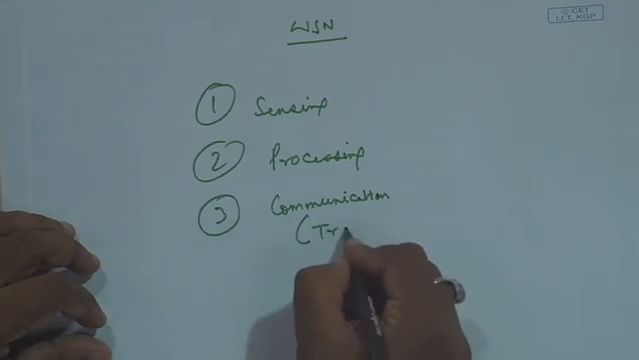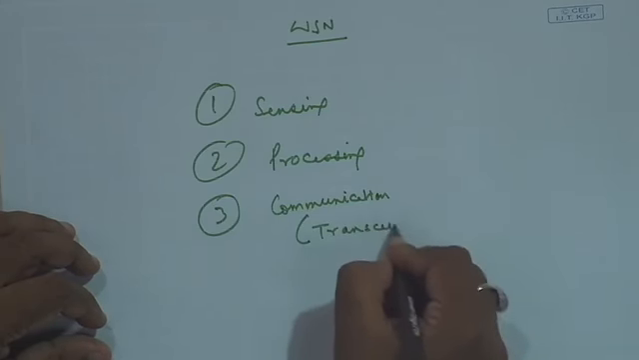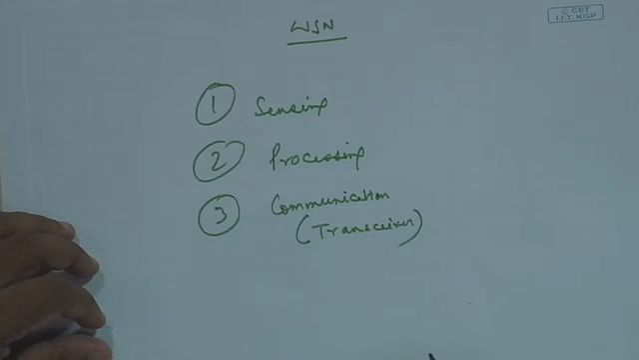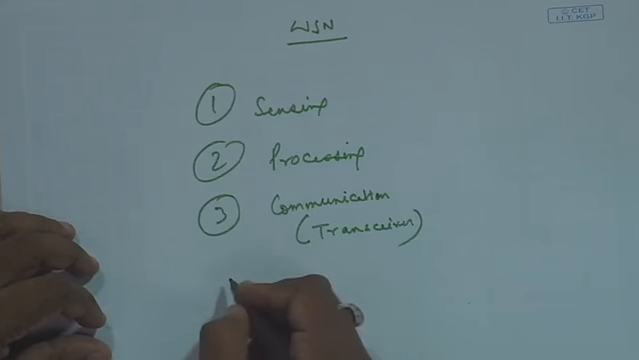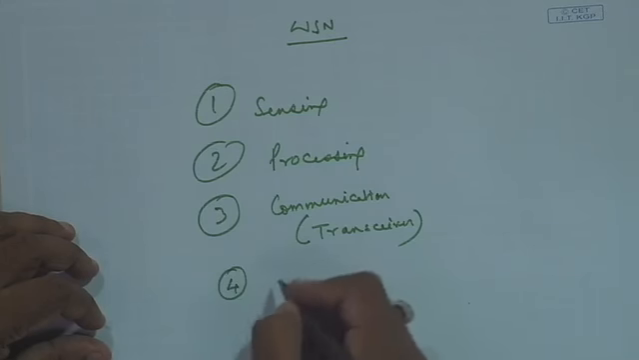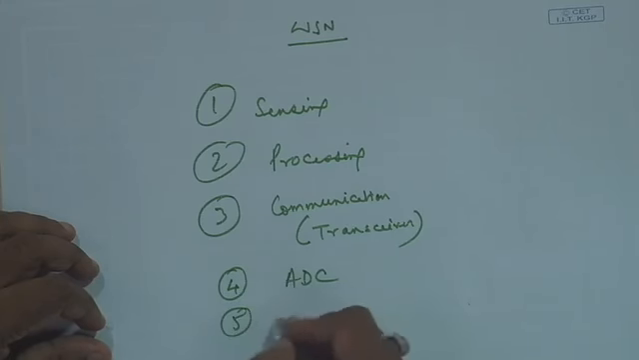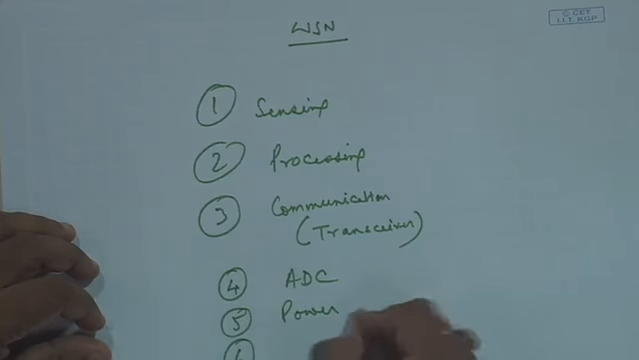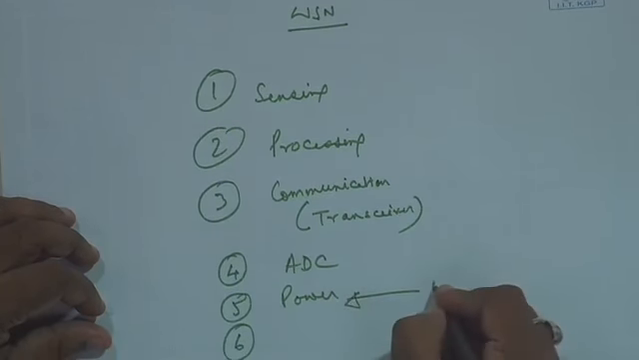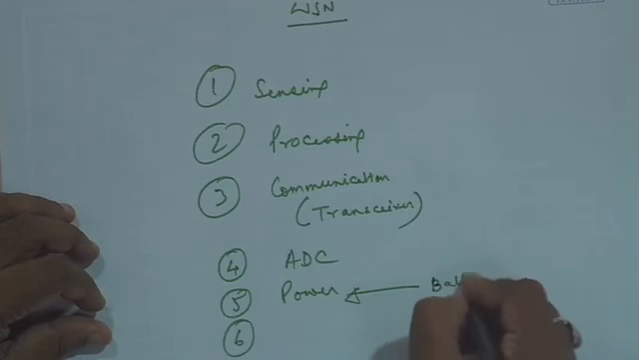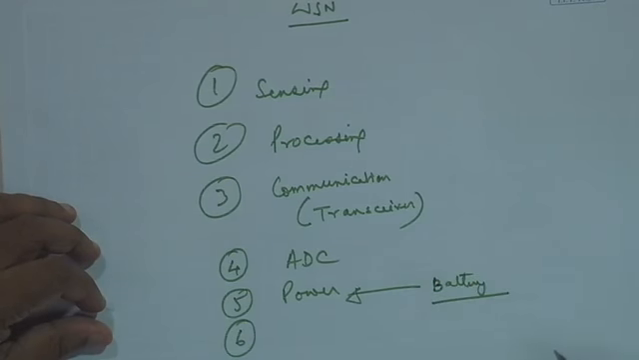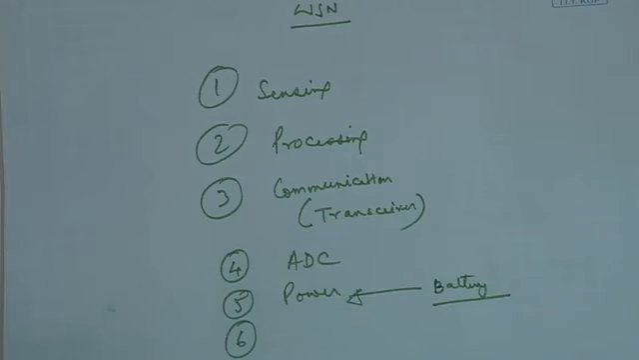with the help of transceiver devices. Then we have different other units such as the analog to digital converter, and we have the power unit. What will the power unit do? The power unit includes things such as battery and so on, which is going to power these devices.